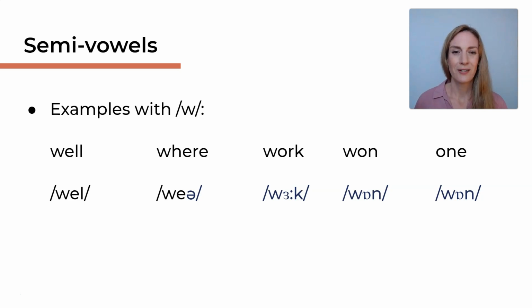So here are examples. All of them contain w. But as you can see, they're all one-syllable words, and they also contain another proper vowel sound. So we've got an e in well, an air diphthong in where, and vowels in work, in one, and one again. So all of those have the semi-vowel w and a vowel sound as well.